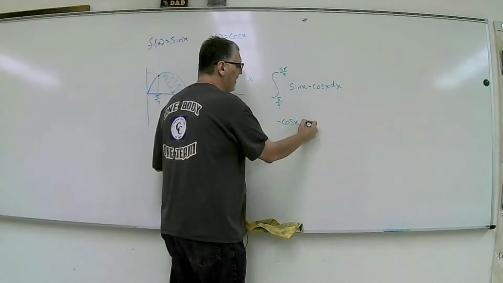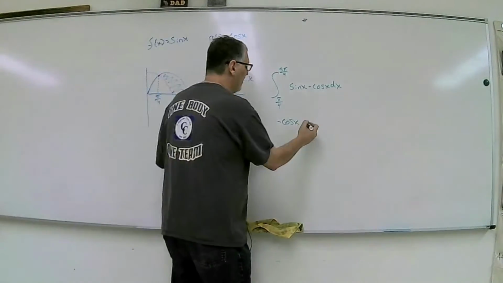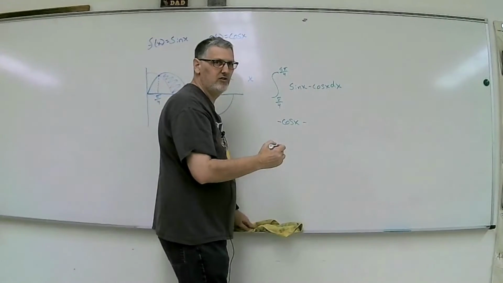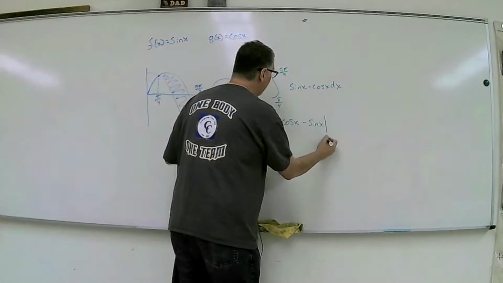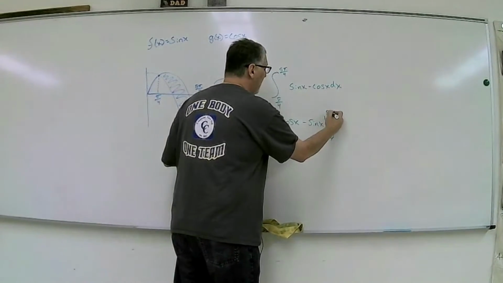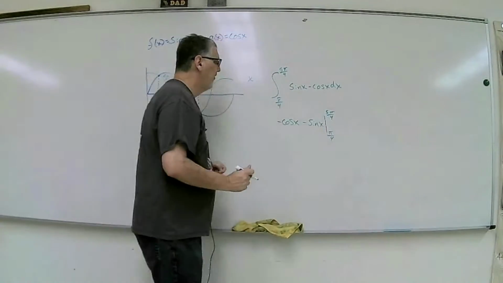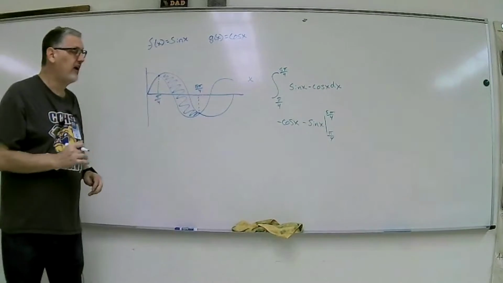And then we got minus. What's the integral of cosine? Sine? No, sine x, such that we're going from pi over 4 to 5 pi over 4. Yes? All right, I'm going to let y'all figure that out.